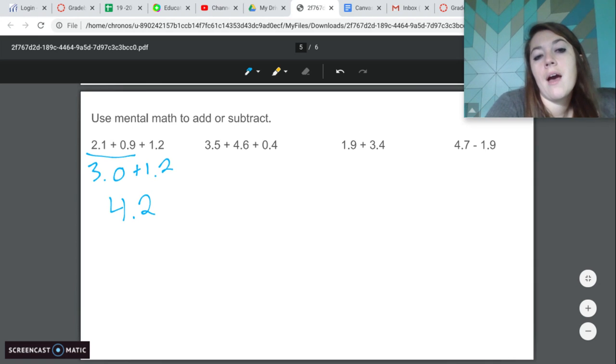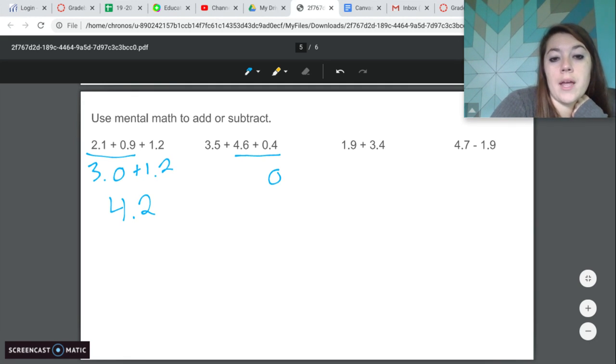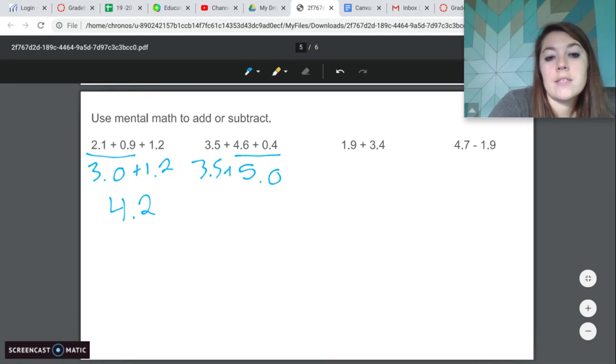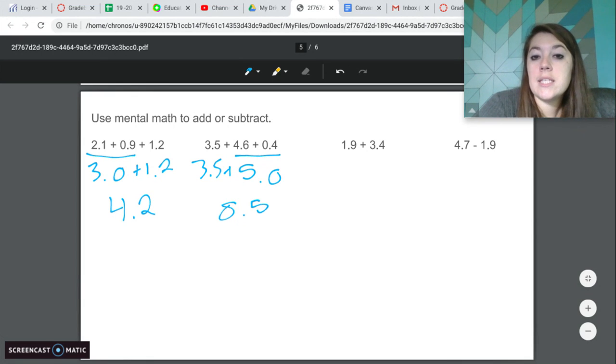The next one, we have 3 and 5/10 plus 4 and 6/10 plus 4/10. The two compatible numbers are these two right here. The 6 and the 4 add to make 10. Then we carry the 1, so we end up with 5. So we have to add 3.5 to 5. So we end up with 8.5. All right, so those two were nice and easy using mental math.